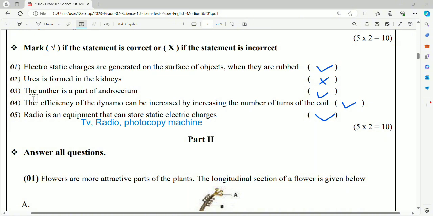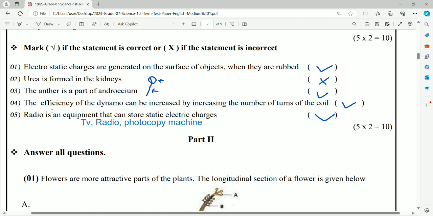The anther is a part of the androecium. The androecium is the male part of the flower. It contains anther and filament. So the anther is a part of the androecium. This is correct. The androecium looks like a lollipop. This part is known as the anther. This part is known as the filament. Sometimes in examinations they will ask you to draw and label.